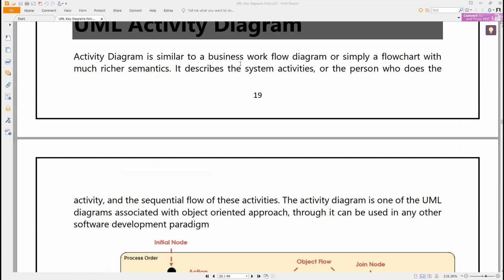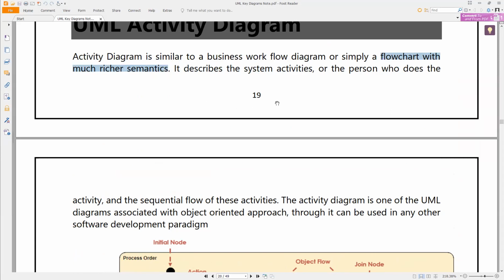Activity diagram is similar to a business flow, workflow diagram, or simply flow chart. But this one has much richer information and meaning. That's what we call semantics. It describes the system activities, or a person who does the activity, and the sequential flow of those activities. The activity diagram is one of the UML diagrams associated with the object-oriented approach, and it can be used in any other software development paradigm.